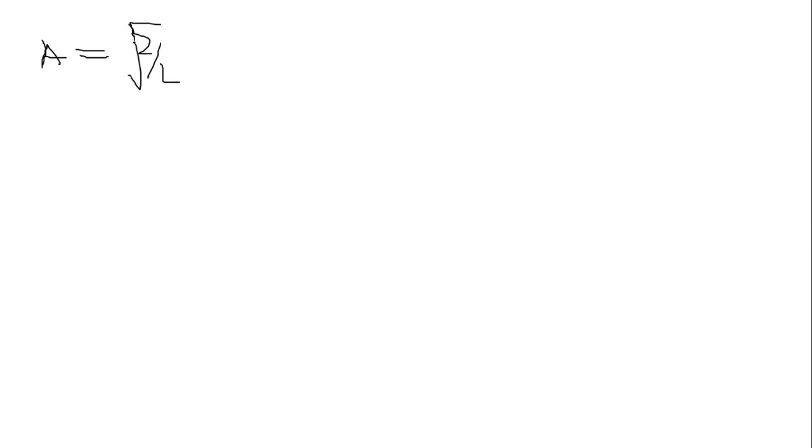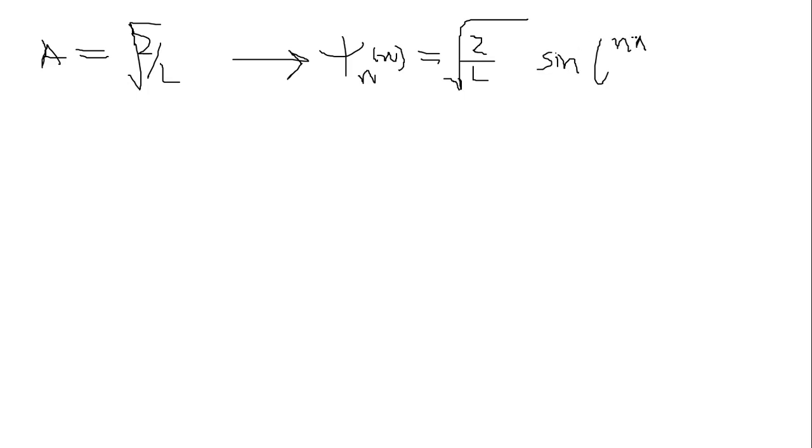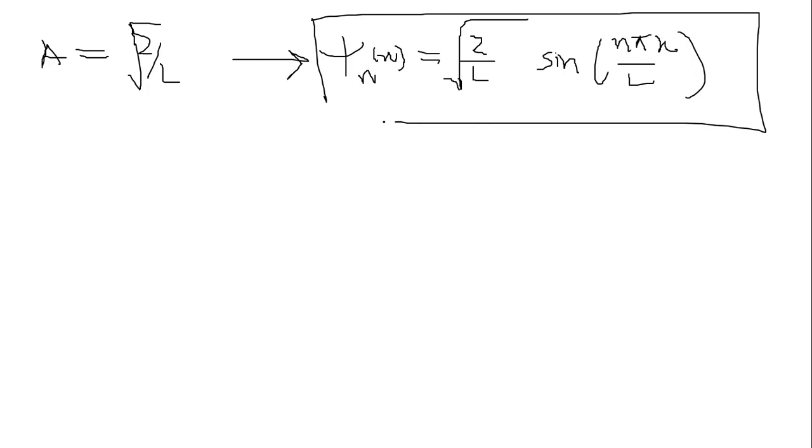So here, the normalized wave function of a particle in a one dimensional potential box, psi n x, that is the nth state, is root over 2 by L sine n pi x by L. So this is the normalized wave function of a particle in a one dimensional infinite potential box, 1D infinite potential box.